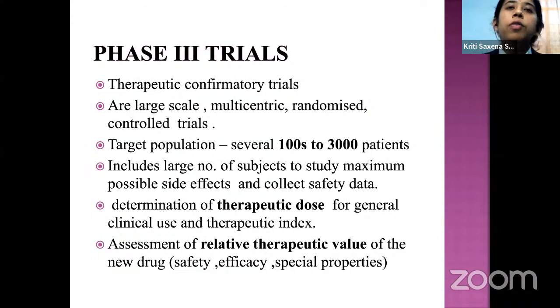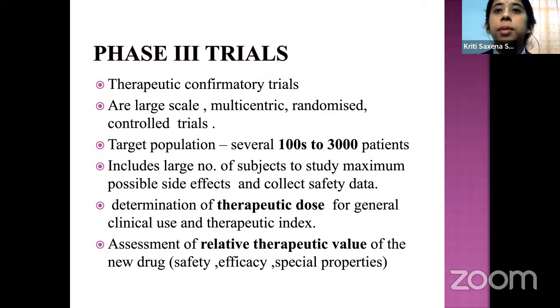This one, phase 3 trials. So in phase 2, we have determined the efficacy and the safety of the drug. And here comes the most crucial phase of the clinical trials, that is phase 3. It is a confirmatory trial. It is a large-scale, multi-centric, randomized and controlled trial. Here the target population ranges from several hundred to 3,000 patients. It includes a very large number of subjects and studies the maximum possible side effects and collects safety data.